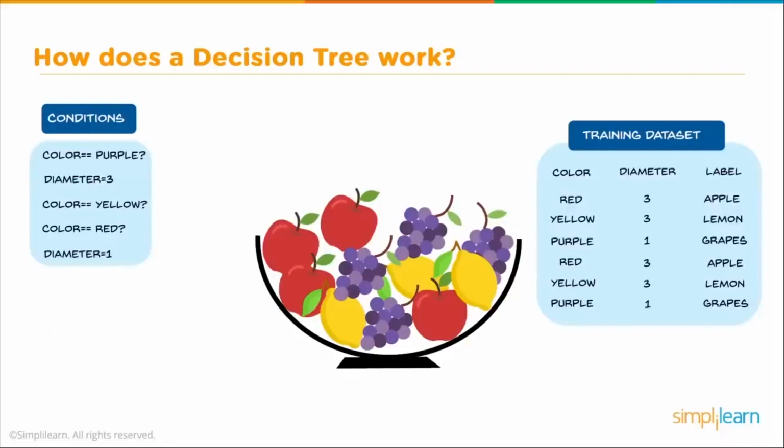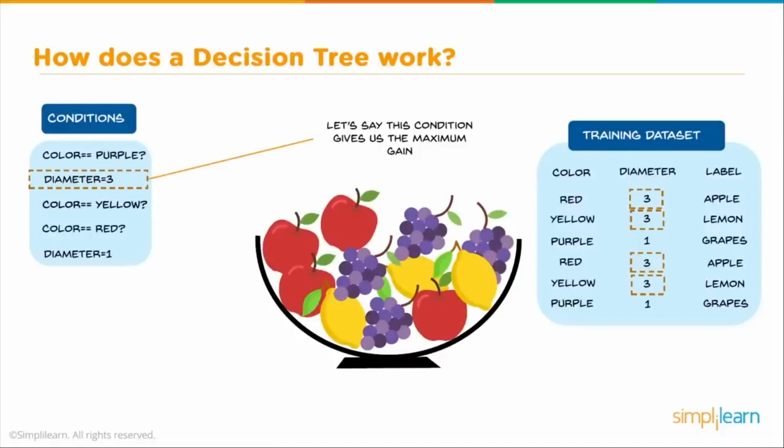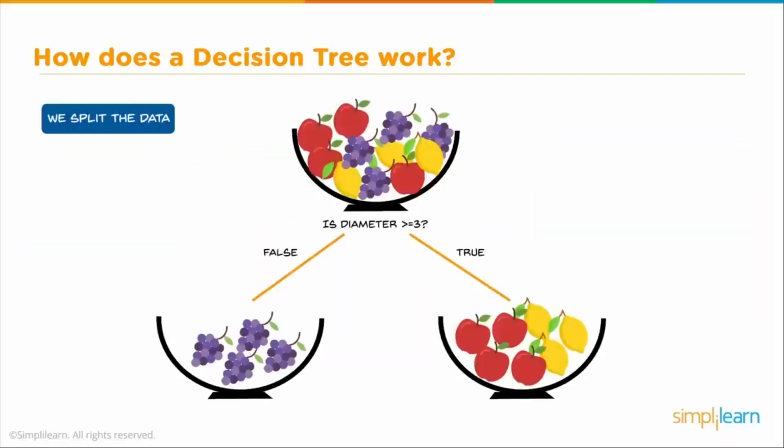So let's take a look at these different conditions. We have color, we have diameter, and if we look underneath that, we have a couple different values. We have diameter equals 3, color equals yellow, red, diameter equals 1. And when we look at that, you'll see over here we have 1, 2, 3, 4 threes. That's a pretty high selection. So let's say the condition gives us a maximum gain of 3. So we have the most pieces fall into that range. So our first split from our decision node is we split the data based on the diameter.